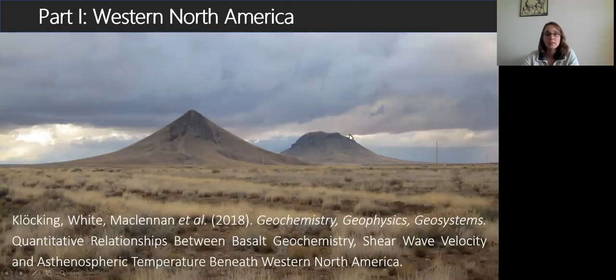This section was mostly done during my PhD, and we published it a couple of years ago in G Cubed. The beautiful picture in the background is the Hopi Buttes in the central Colorado Plateau. But let's start right from the beginning.